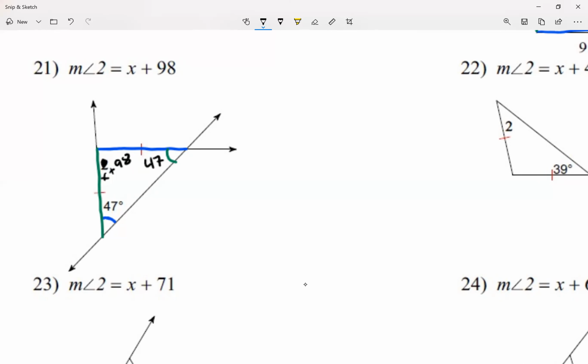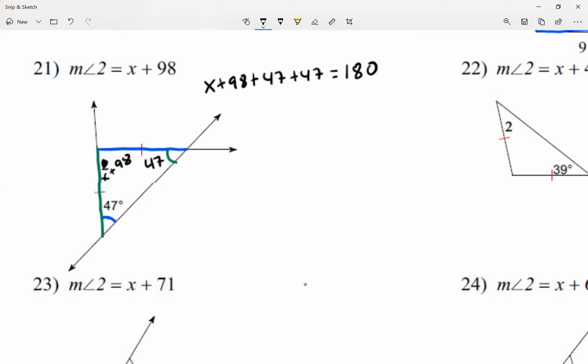But then I look at a triangle. There's a triangle there. And I just learned a couple days ago that the three angles of a triangle always add up to 180. Having that said, I'm gonna go x plus 98 plus 47 plus 47. I added the three angles of a triangle, and this is equal to 180.